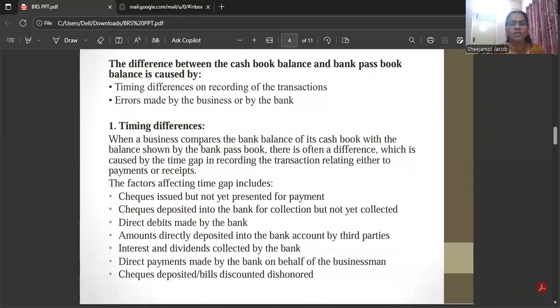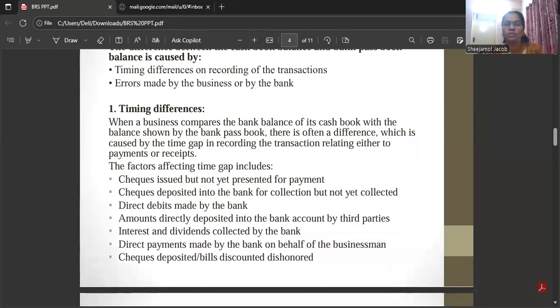A timing difference means that when a business compares the bank balance of its cash book with the balance shown by the bank passbook, there is often a difference, which is caused by the time gap in recording the transactions relating to either payments or receipts. The factors affecting the time gap include cheques issued but not yet presented for payment. That is one of the reasons for disagreement between these two balances. Second, cheques deposited into the bank for collection but not yet collected. That is another reason for disagreement between the cash book and passbook balances.